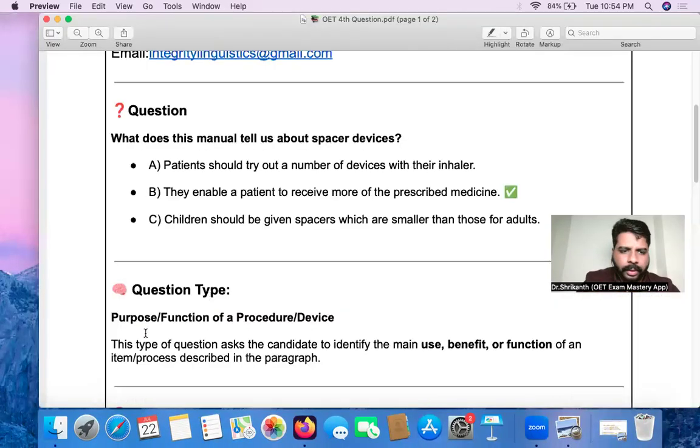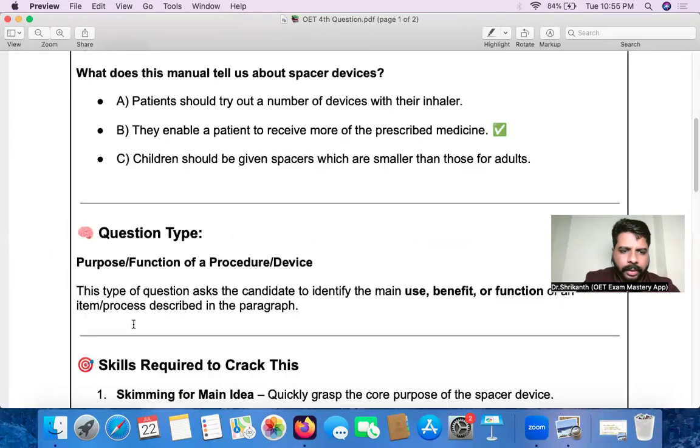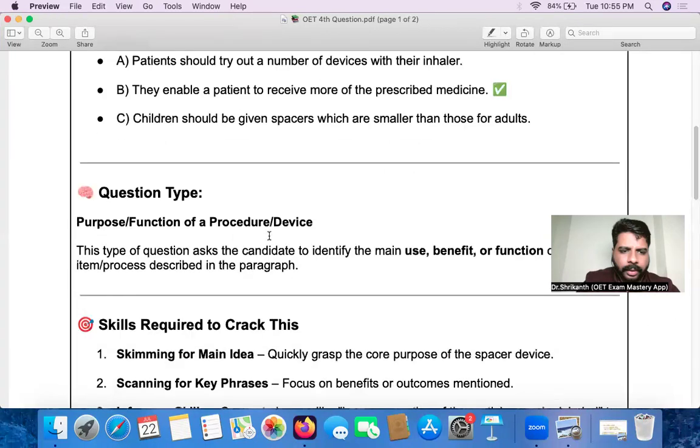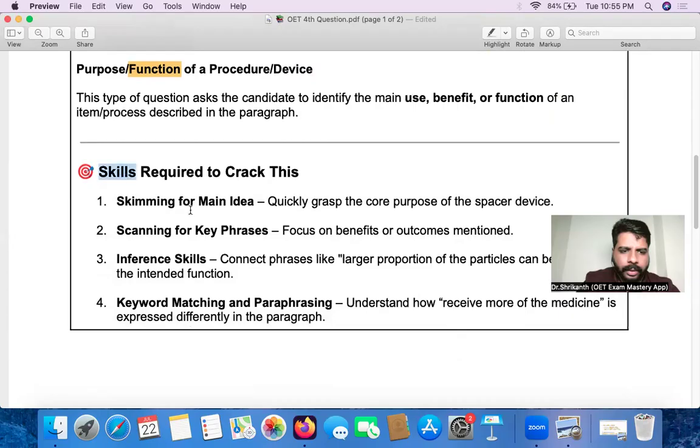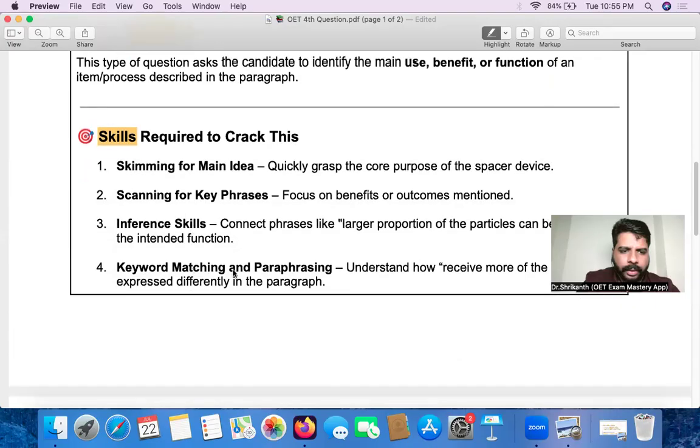This question type over here is not a reasoning type question. It is about a device, and they're asking what particular function it serves. So you have to use the main use, benefit or function of a product. Now, what are the skills you need? This is the most important point: it is not about knowing good English. It is about knowing what question type you're dealing with and what skills you need to implement. Inference, scanning, skimming, keyword matching, paraphrasing.